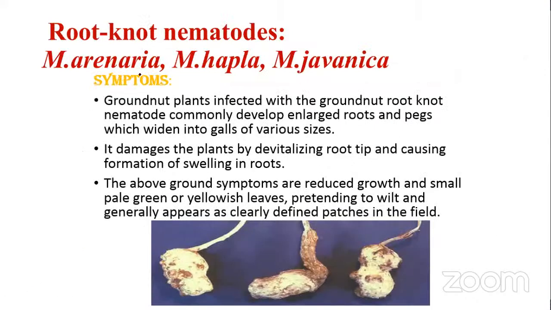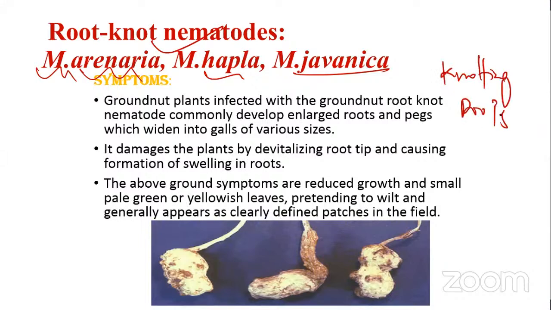Okay, so the root knot nematode, Meloidogyne. These are all the different species: Arenaria, Hapla, and Javanica. Usually it will cause knotting on the roots, right? So you must be knowing what symptoms a nematode usually causes.